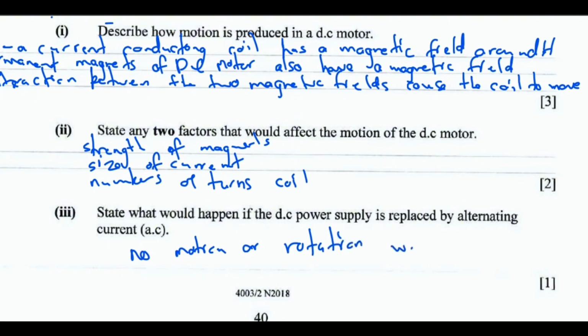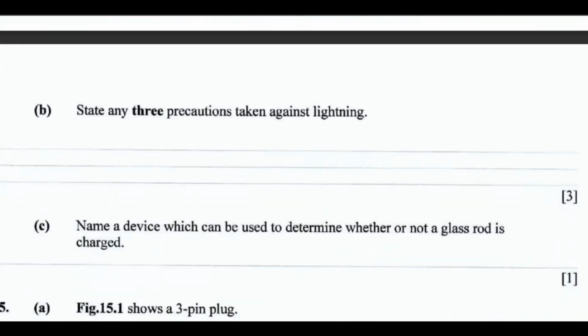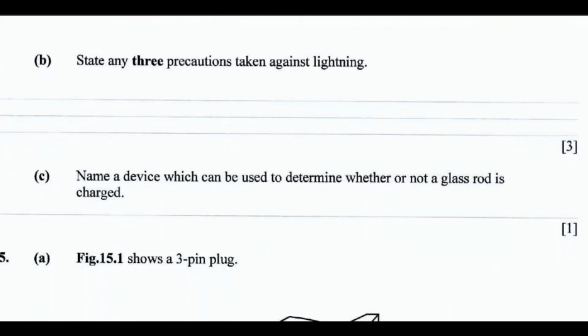Okay, let's move on to the next one. State any 3 precautions taken against lightning. So you know that lightning is a problem, especially during the rainy season. You must know what to do during a lightning storm. The first one, which is most obvious, avoid contact with metal objects. Obviously, since lightning is electricity, it is going to be conducted through metals, so you better avoid metallic objects.